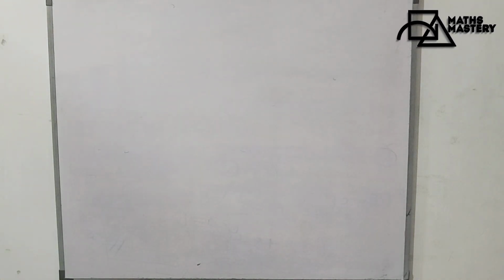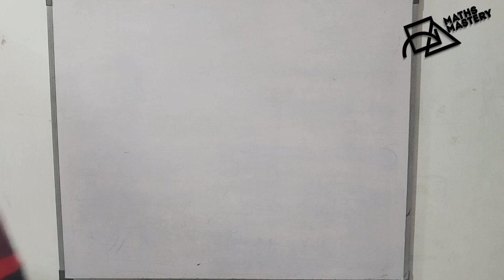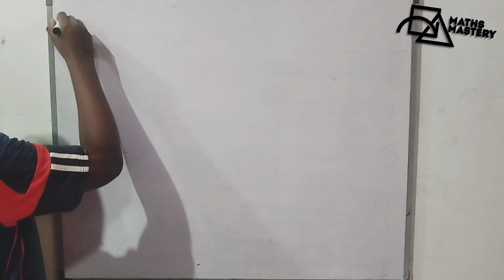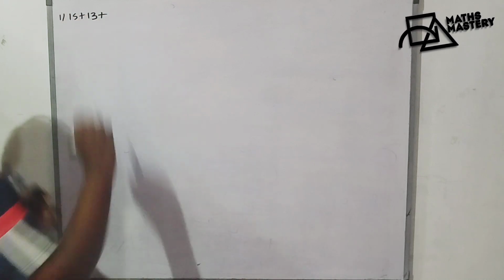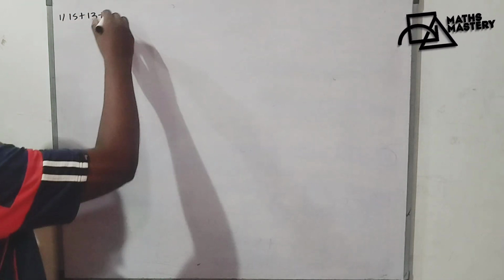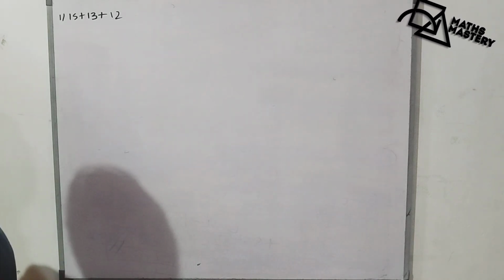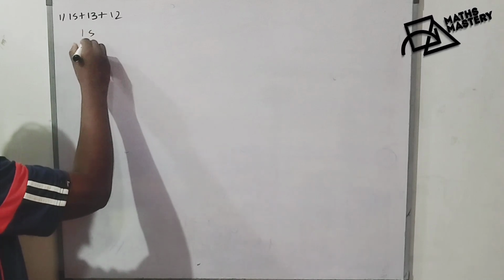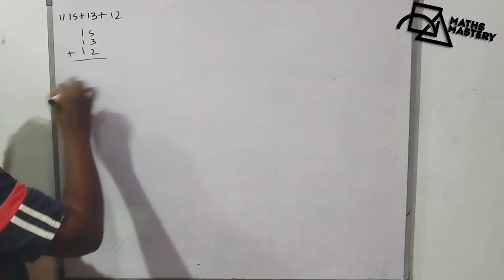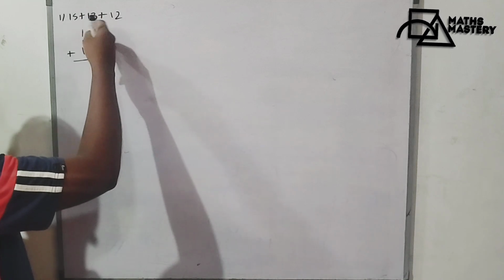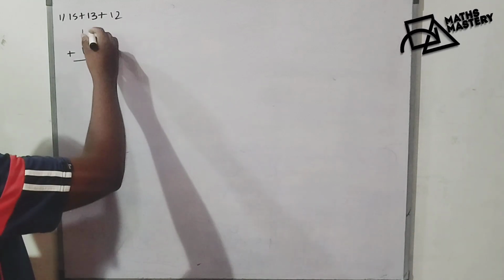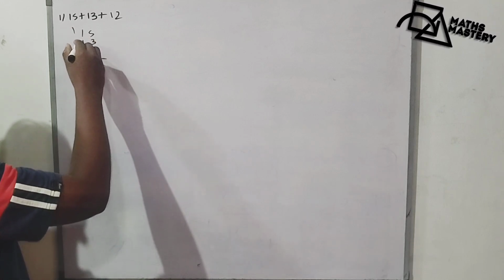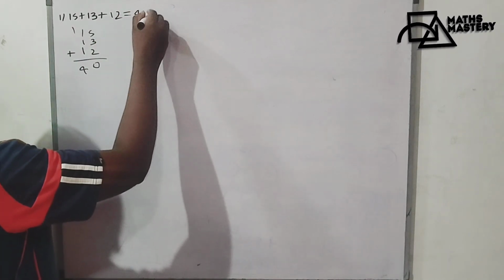The first question is 15 plus 13 plus 12. So what we are supposed to do here is you need to add. So it's a simple question. So let's add 15, 13, 12. If they have given it in this way, you write it in the way that you know. Okay. So 5 plus 3 it's 8, 8 plus 2 is 10, 1 plus 1 is 2, 2 plus 1 is 3, 3 plus 1 is 4. So the final answer is 40.